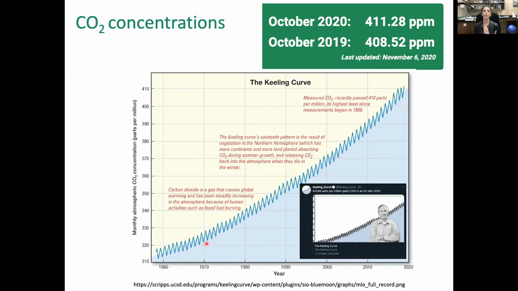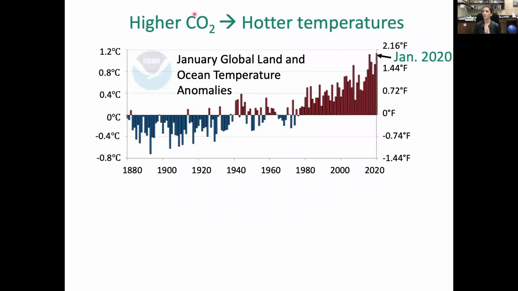So what does this mean for temperatures? Okay, we understand that higher CO2 indicates hotter temperatures, and that all has to do with the greenhouse effect. We can look at temperature anomalies. And the term temperature anomaly simply means a departure from a reference value or a long-term average. A positive anomaly indicates that the observed temperature was warmer than the reference value, while a negative anomaly means that temperature was colder than the reference value.